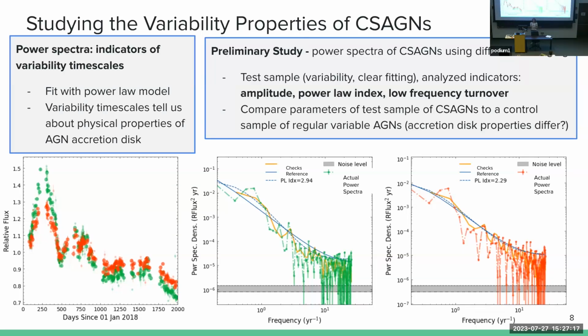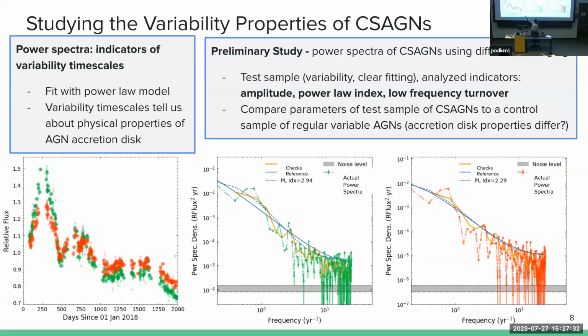Next, for the main point of the research, we wanted to study the variability properties of CS AGNs and compare them to regular AGNs. So we do this by fitting the light curves of CS AGNs with a power law model and create corresponding power spectra.